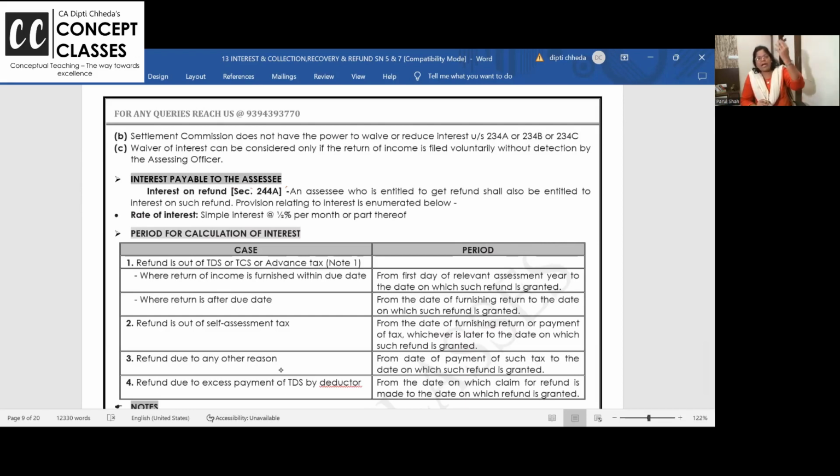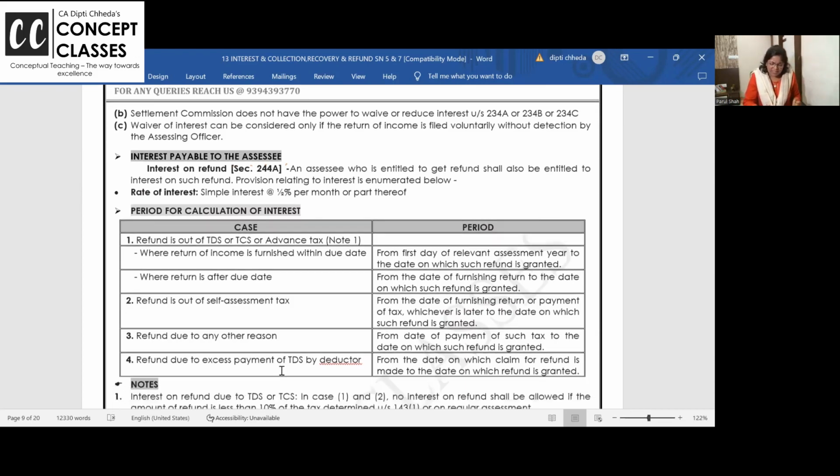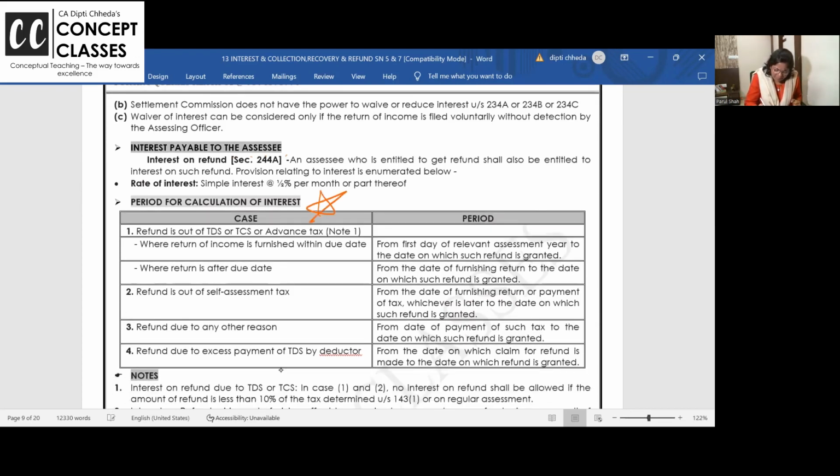But ma'am, if my refund is coming, then should I get the interest? Answer is yes. Mark this table, very important questions are asked from this. 244A: interest on refund shall also be entitled. The assessee is entitled at the rate of 0.5%. Government will take from you 1%, give you 0.5%. But time periods are different. Be careful, check this table.